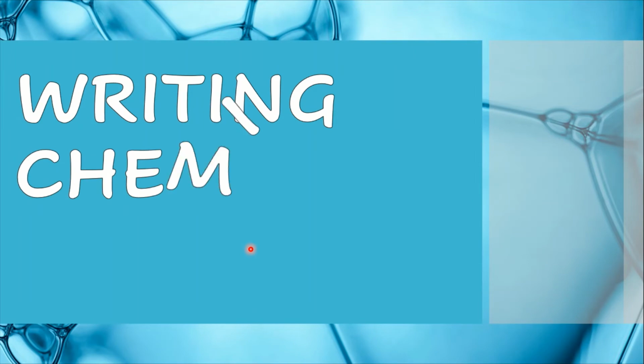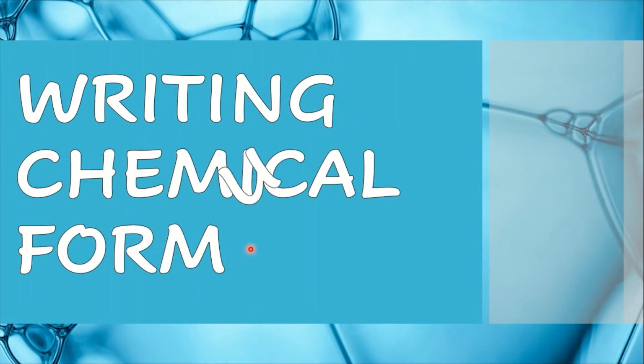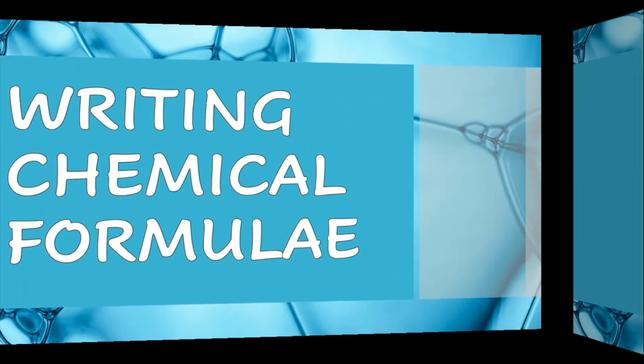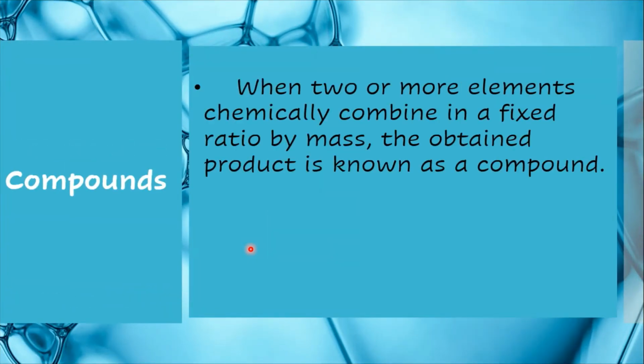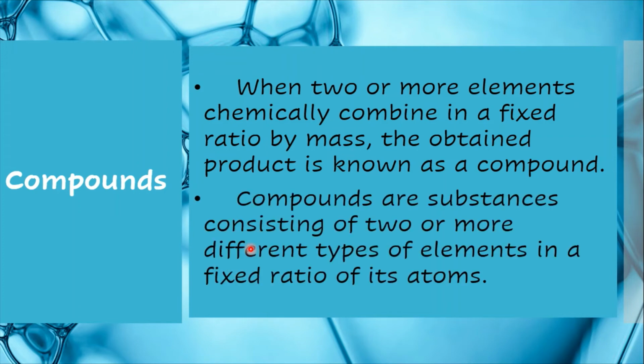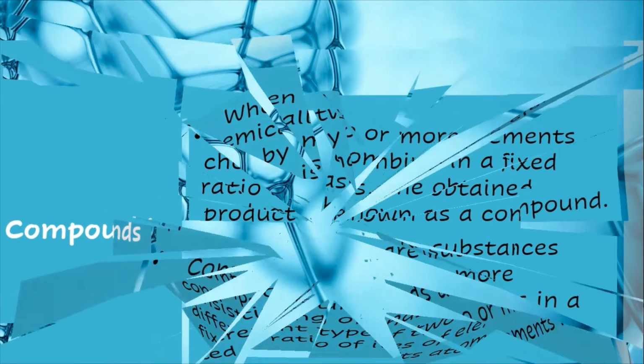Now we will see writing chemical formulae. Compounds. When two or more elements chemically combine in a fixed ratio by mass, the obtained product is known as a compound. Compounds are substances consisting of two or more different types of elements in a fixed ratio of their atoms.